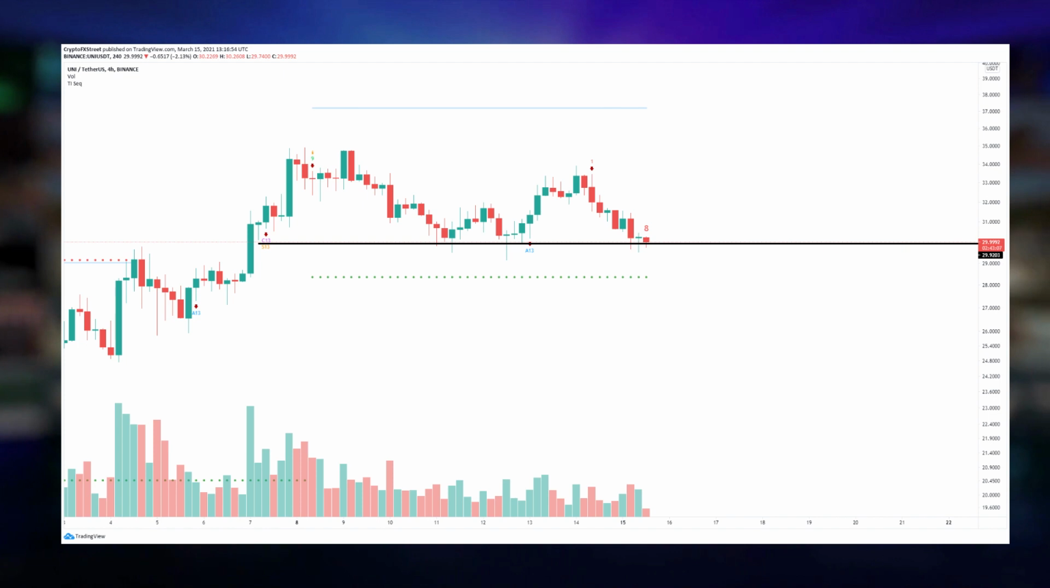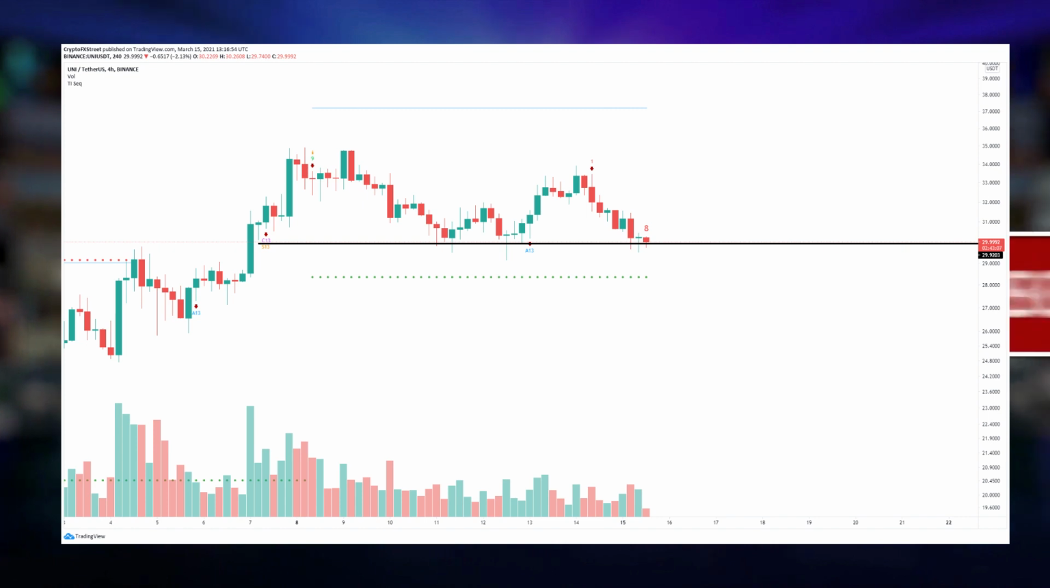To invalidate the upcoming rebound, bears will need to push Uniswap price below $30 with a 4-hour candlestick close. However, the IOMAP chart still shows a lot of support between $29 and $27.2, which means bears could push Uniswap down to $27.2 with a breakdown below $30, but probably not further.